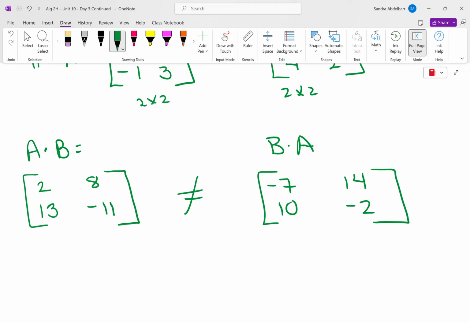All right, that's the end of day 3. Let's go on to day 4. So day 4, we are using matrices to solve linear equations.